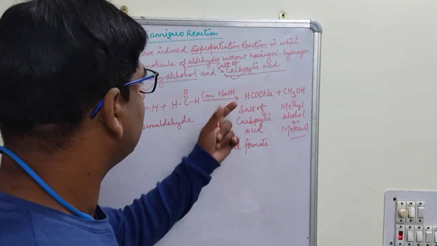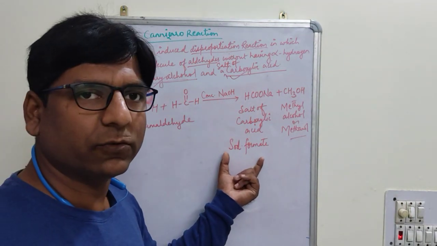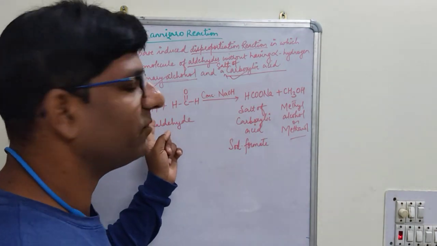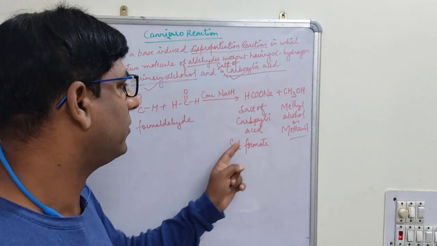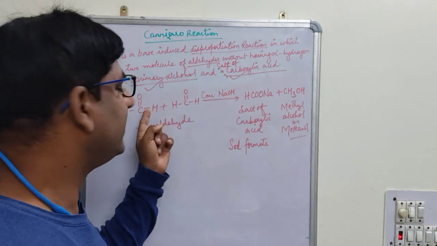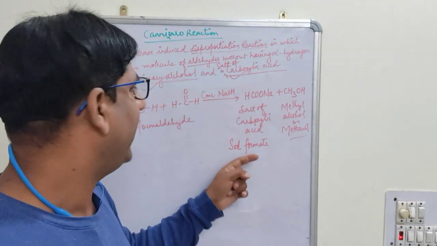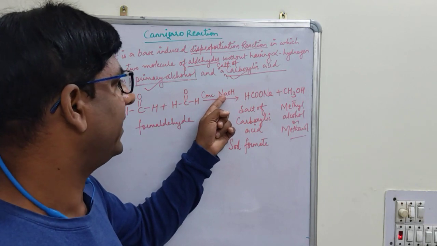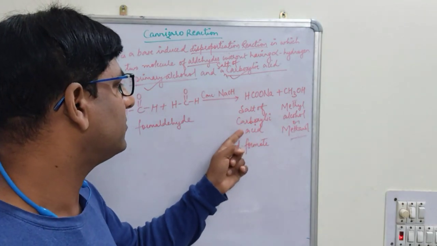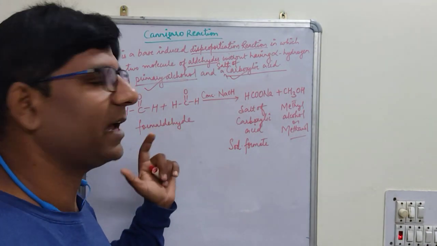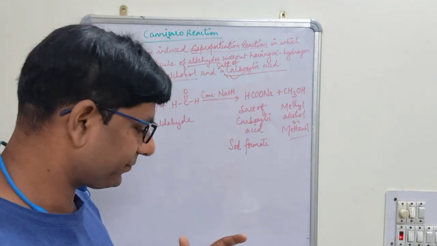right? Now, this is the oxidized product, students, and this is the reduced product. Means the reduction of the aldehyde will give you primary alcohol, and the oxidation of the formaldehyde will give you what? Formic acid. And we are using NaOH, so this is the sodium salt of the carboxylic acid. Hope you have understood the reaction, students, right?